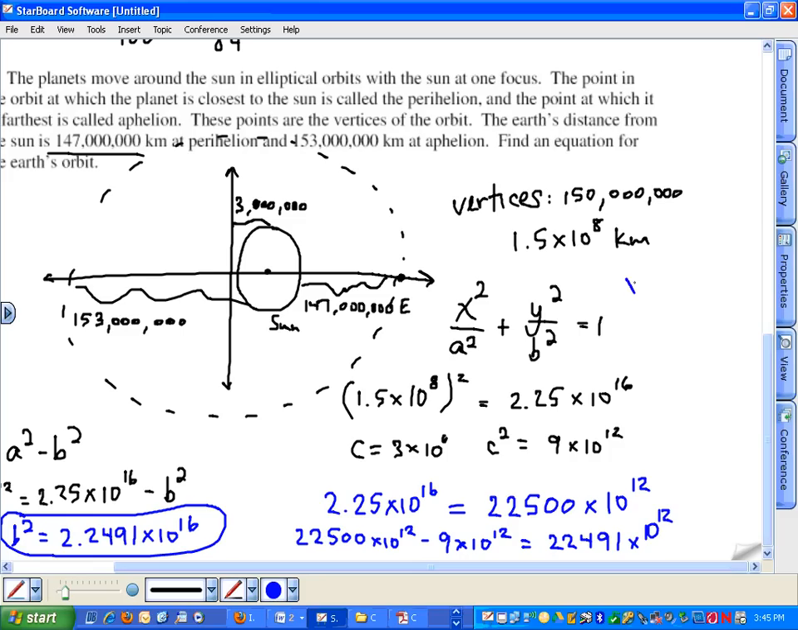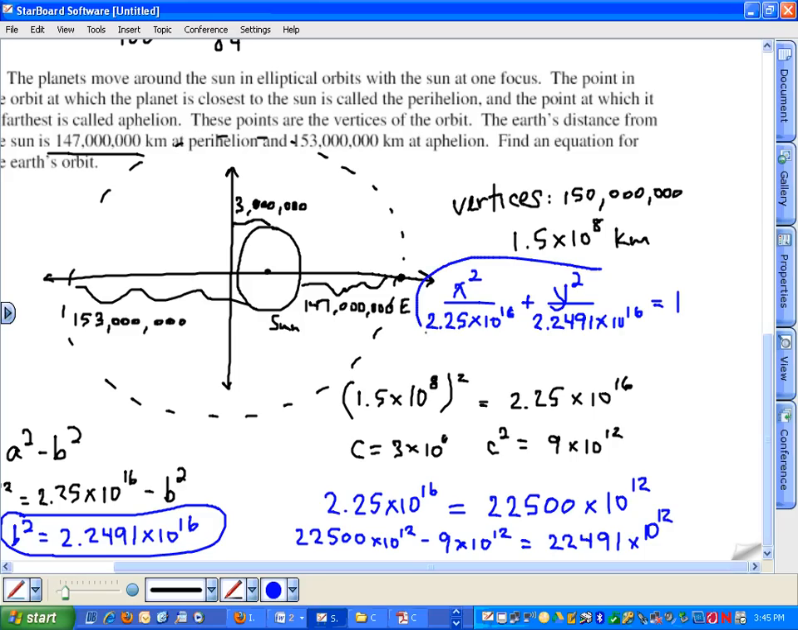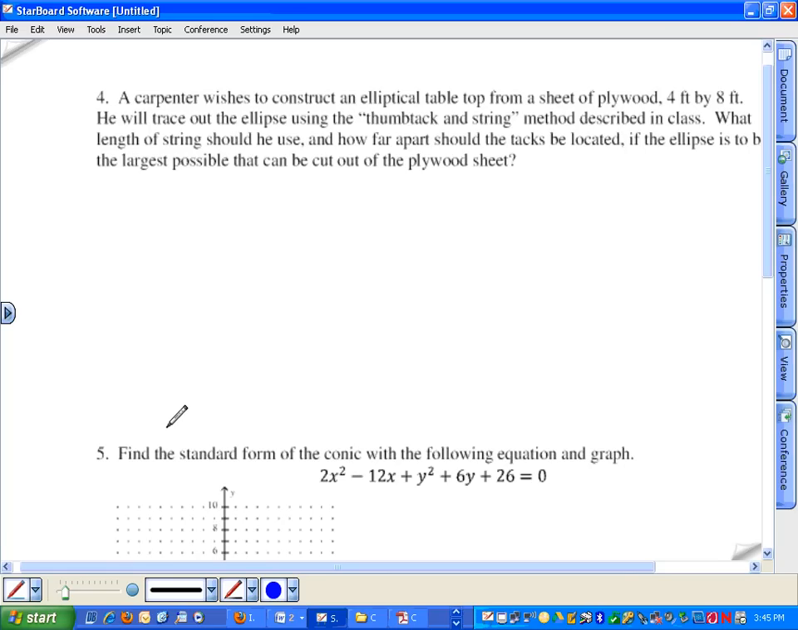So our equation can be written as x squared over 2.25 times 10 to the 16th plus y squared over 2.2491 times 10 to the 16th is equal to 1. Okay.